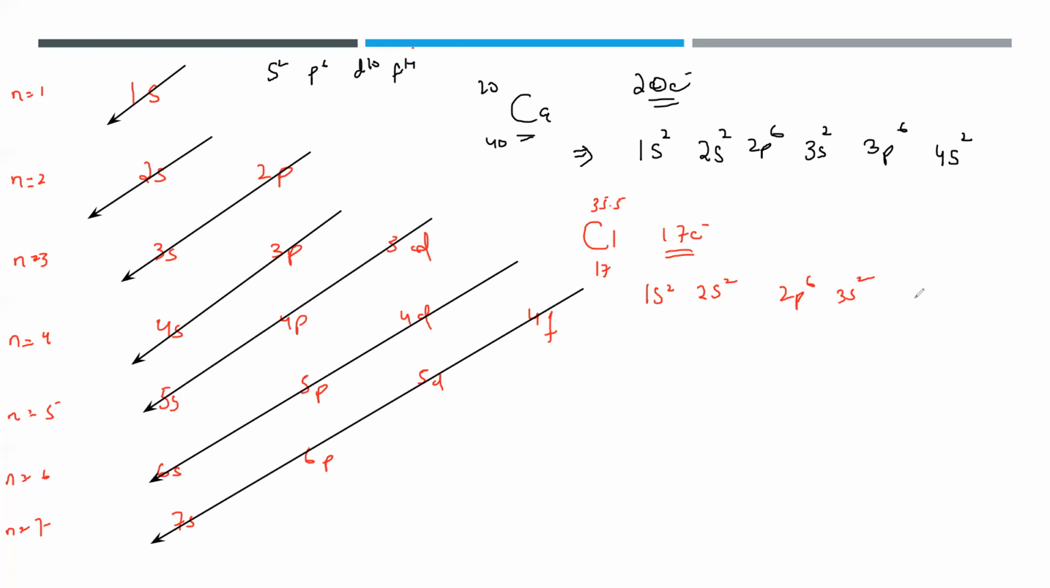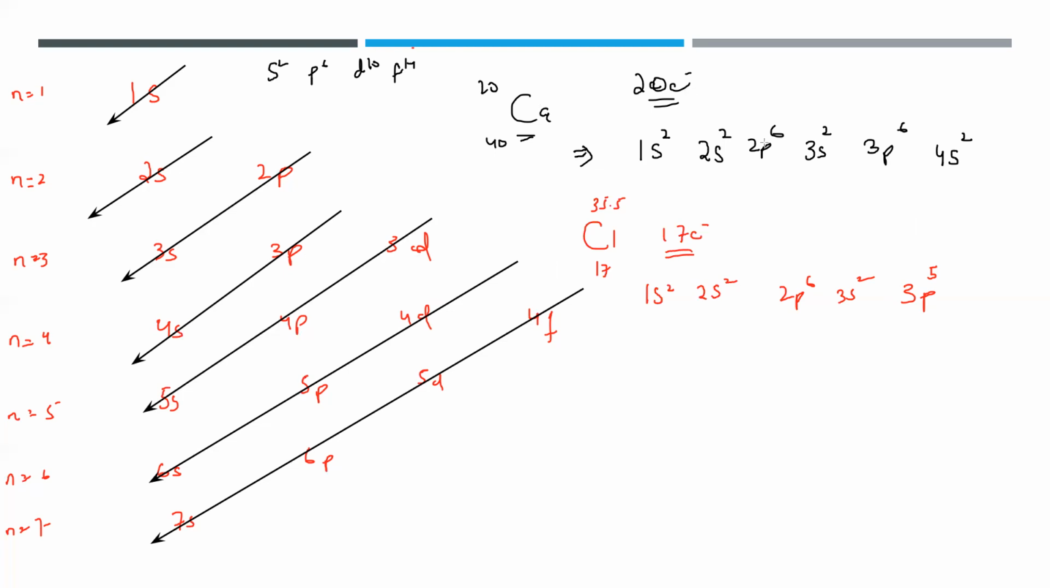Then 3p. P can have a maximum of 6, but we don't have 6 electrons left. We are only left with 5 electrons. So we'll write 3p5. Maximum it can have 6, but because we are left with only 5 electrons, that's why we are writing 3p5. So this is the electronic configuration of the chlorine atom.